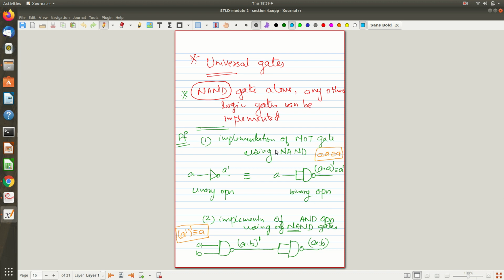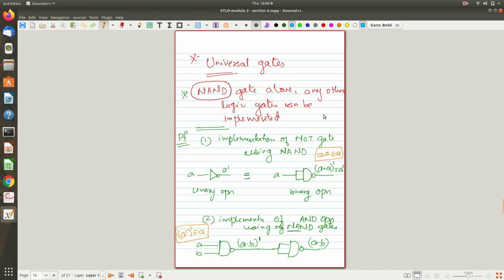Once you can implement all the fundamental gates, that is AND, OR and NOT, any other Boolean expression can be implemented using just the NAND gate. We have already seen that any expression you can represent using minimum SOP or minimum product of sums will in turn be represented by AND gates and OR gates. And sometimes to complement a literal, a variable, we can use the NOT gate also. So that is enough. If we can implement these three gates using NAND, that means any Boolean expression can be implemented using the NAND gate. That is the interpretation.